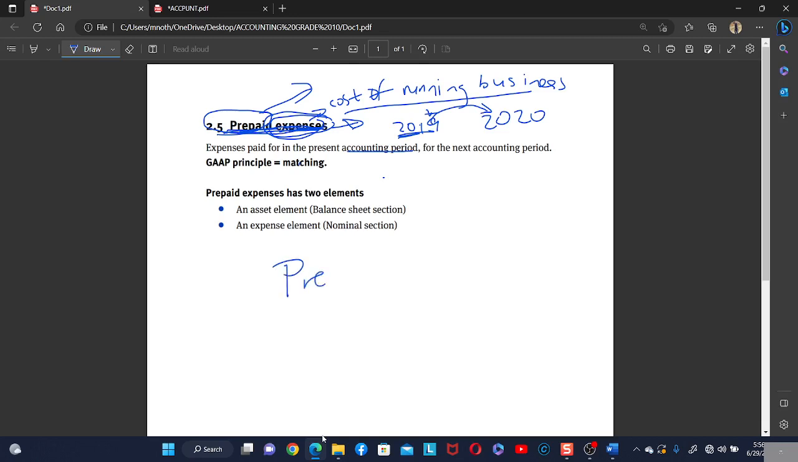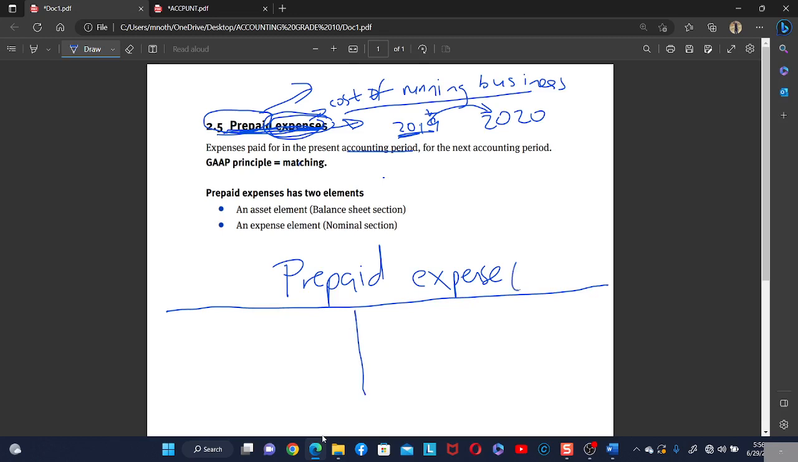So a prepaid expense, it's an asset account. This is a new term in grade 10. Prepaid expense is an asset account, meaning that it increases on the debit and decreases on the credit side.